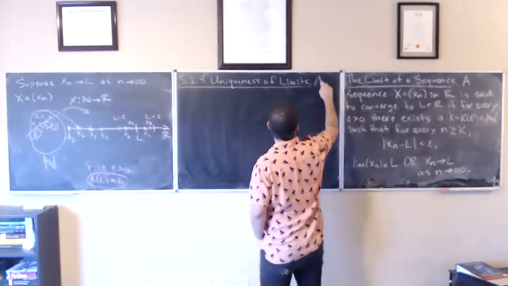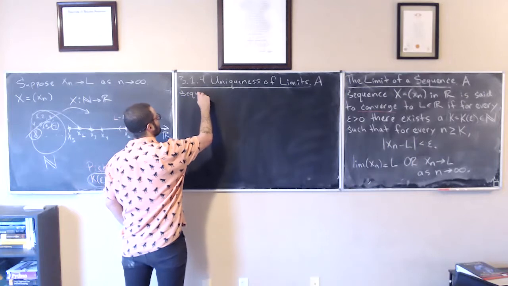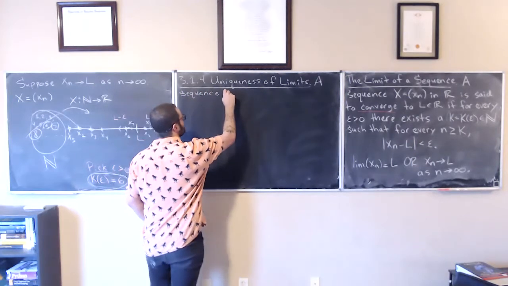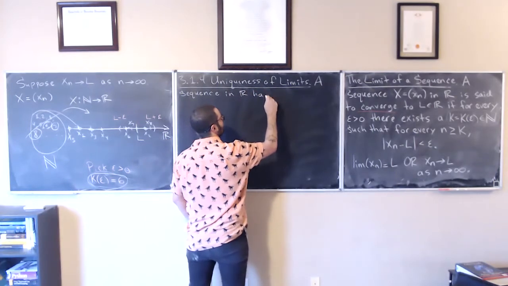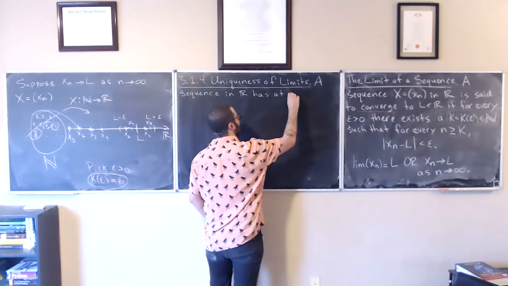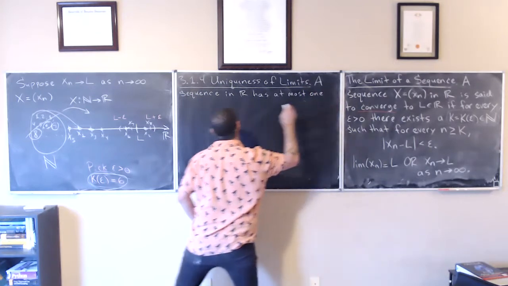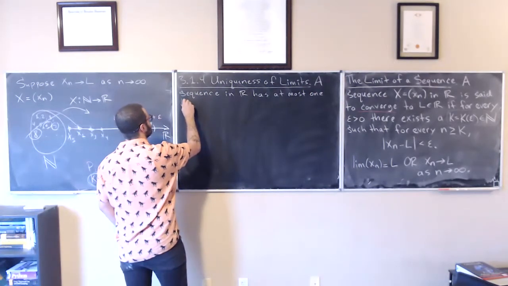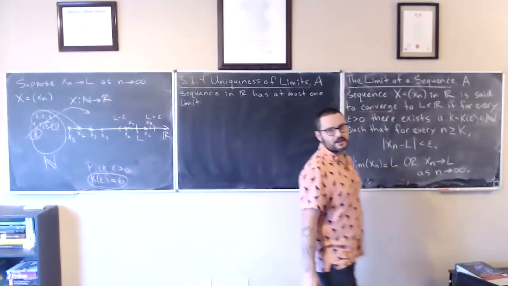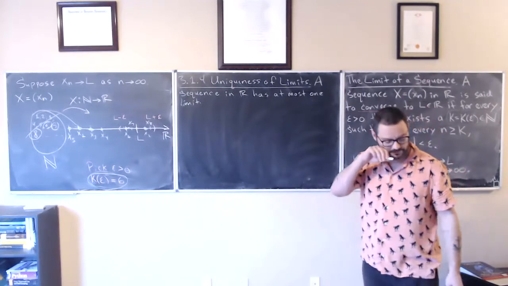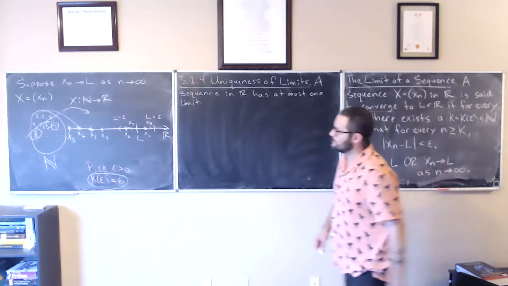So what this says is that a sequence in R has at most one limit. A sequence cannot converge to two separate numbers. Okay, so let's prove it.